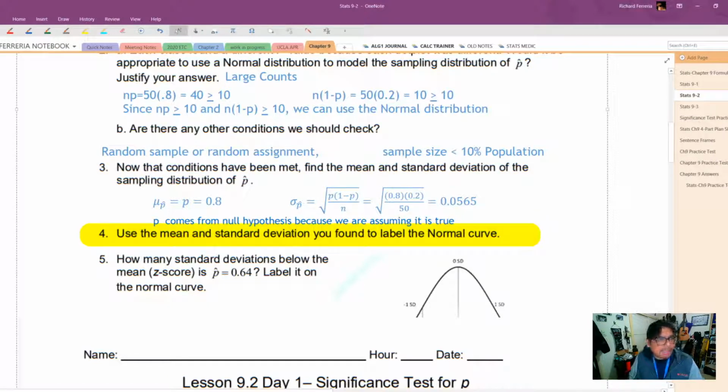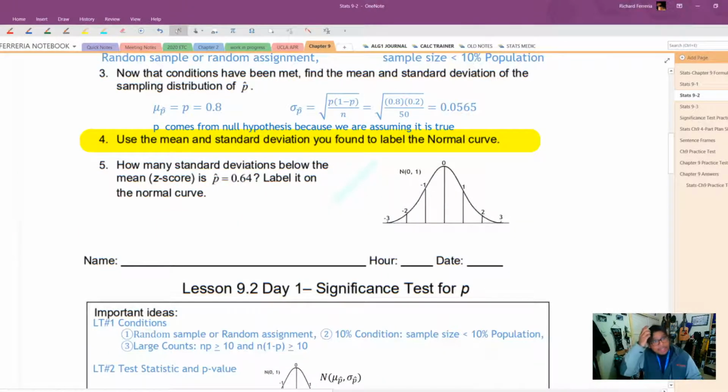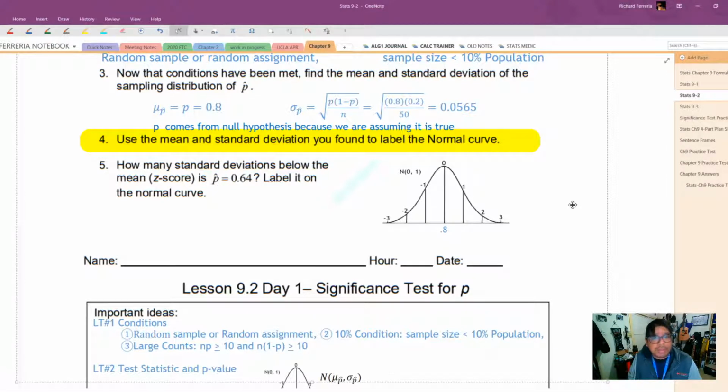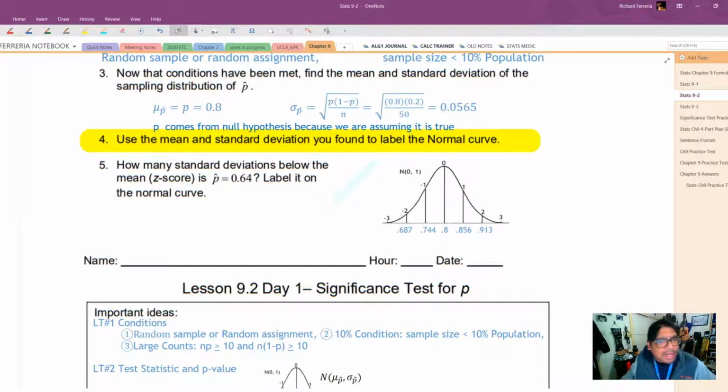Next, it says here to use the mean and standard deviation to label a normal curve. And I don't think I like this normal curve all that much, so I'm going to put my own normal curve. Okay, that's a nice looking normal curve. And 0.8 is going to go right in the middle there. Then we're just going to add 0.0565 and subtract 0.0565.